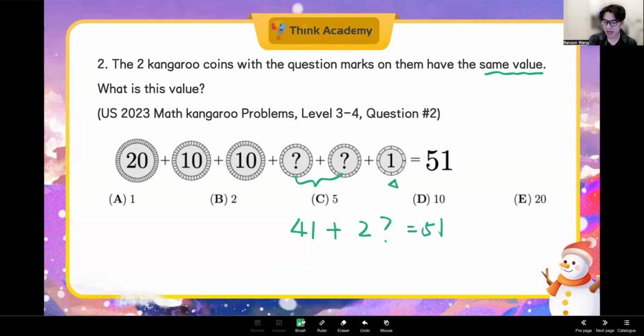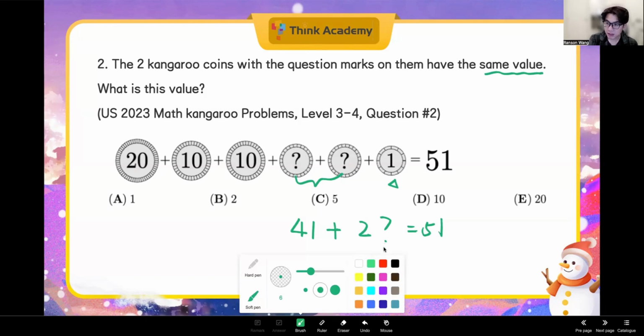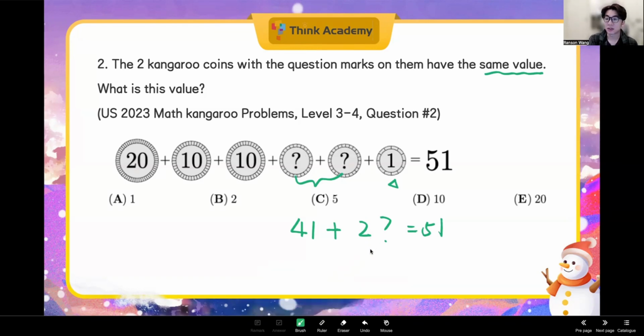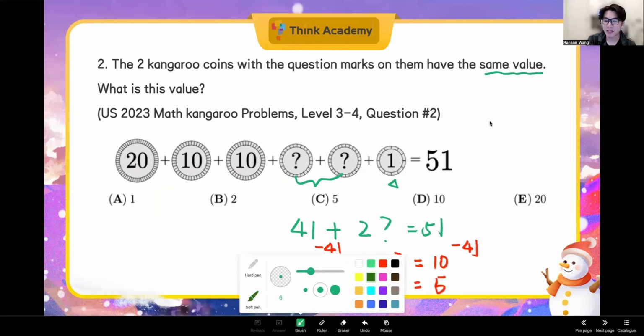Now on both sides, because I only want to leave the question mark so I can find its value, we can first subtract 41 from both sides. Then 2 times the question mark, or you can just write it as question mark plus question mark, is equal to what? This one cancels out, and 51 minus 41 is equal to 10. So 2 times the question mark is equal to 10, which means the question mark should be equal to 5, 10 divided by 2 directly. So the correct answer is option C.